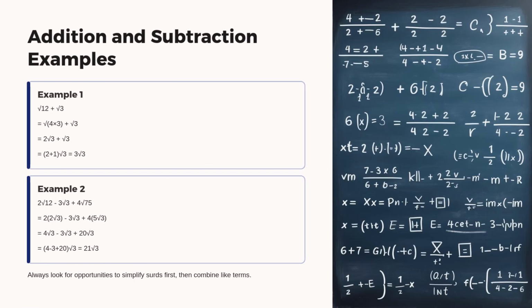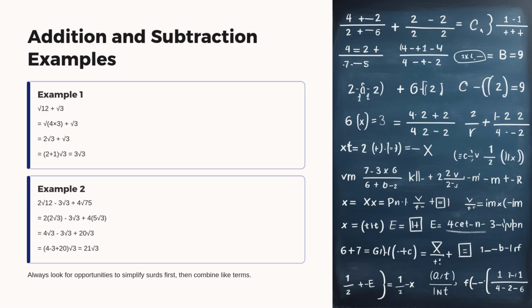Addition and subtraction examples. Example 1. Square root of 12 plus square root of 3 equals square root of (4 times 3) plus square root of 3. This is obtained by factoring 12 to find the largest perfect square. Equals 2 times square root of 3 plus square root of 3. This is obtained because the square root of 4 equals 2. Equals (2 plus 1) times square root of 3 equals 3 times square root of 3. This is obtained by combining like surds.